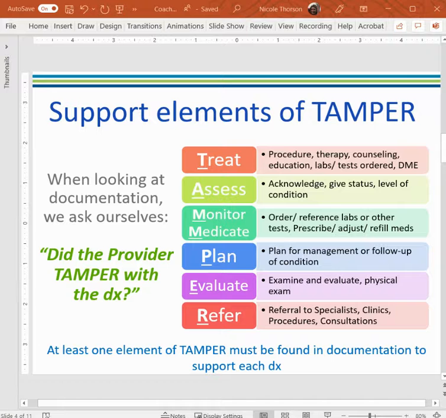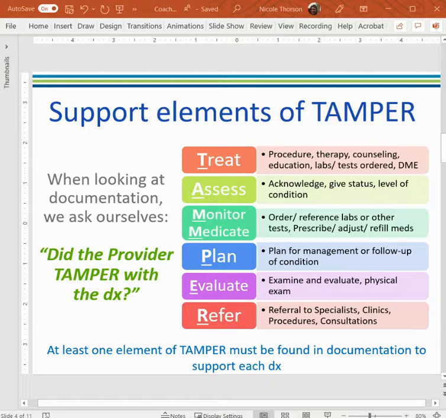M is for monitor or medicate. Ordering or referencing labs or other tests would show that a diagnosis is being monitored. Prescribing, adjusting, or refilling medications would show the support for medication. P is for plan. Current management or follow-up would show the planning element. E is for evaluate, which would be through a physical exam or other evaluation of the diagnosis.